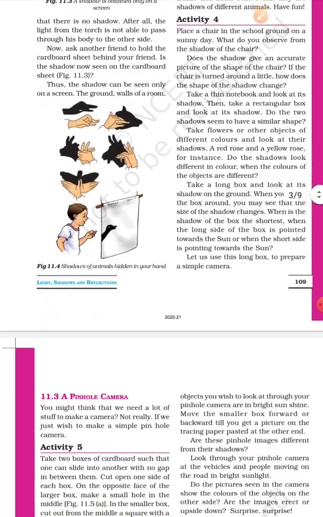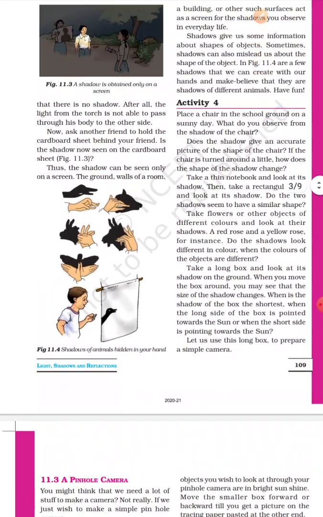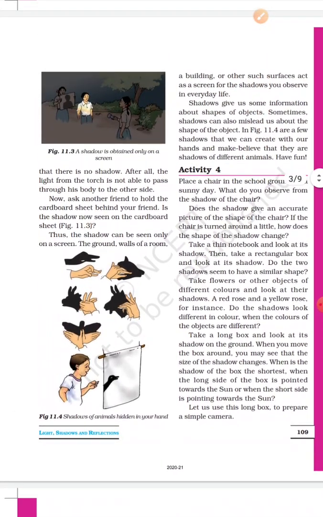Now some important points related to a shadow. We know now that to find a perfect shadow of any opaque object, we should have that opaque object, we should have a source of light, and we should have a screen.